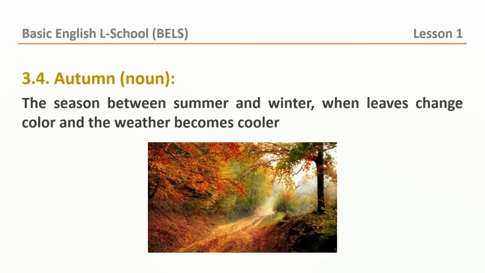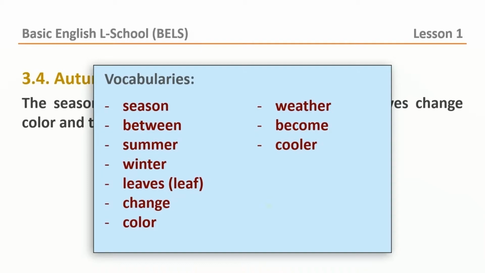Autumn. It's a noun. The season between summer and winter when leaves change color and the weather becomes cooler. The vocabularies. Please check these vocabularies in your dictionary if you need. It's so important. Season, between, summer, winter, leaves. It's the plural form of the word leaf. Change, color, weather, become, cooler.